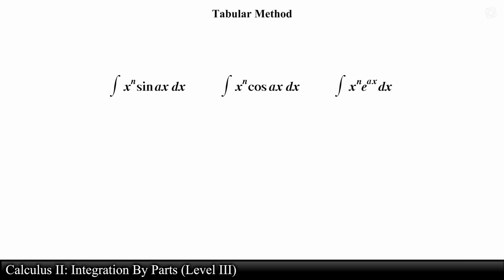Repeated use of the integration by parts formula seems pretty tedious at times. There is actually a little shortcut that can save you some time. It is often referred to as the tabular method. This method is best suited for integrals of the form x to the n times sine of a times x dx, or x to the n times cosine of a times x dx, or x to the n times e to the power of a times x dx. Let's use the tabular method to find the integral of the following problem. Find the integral of x squared times sine of pi times x dx.